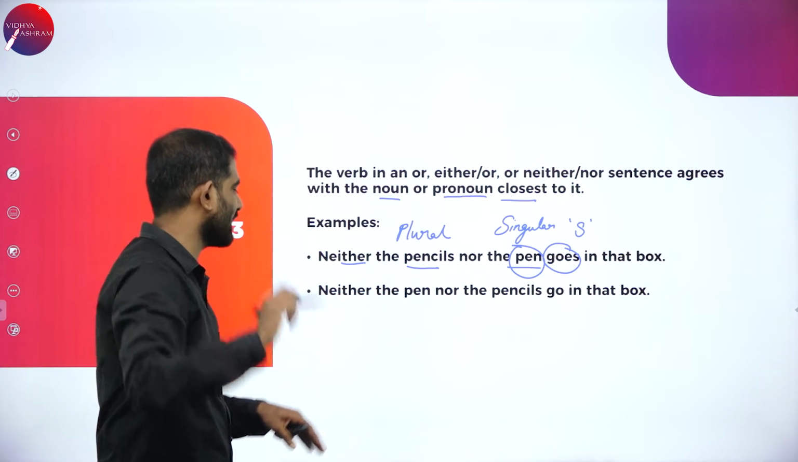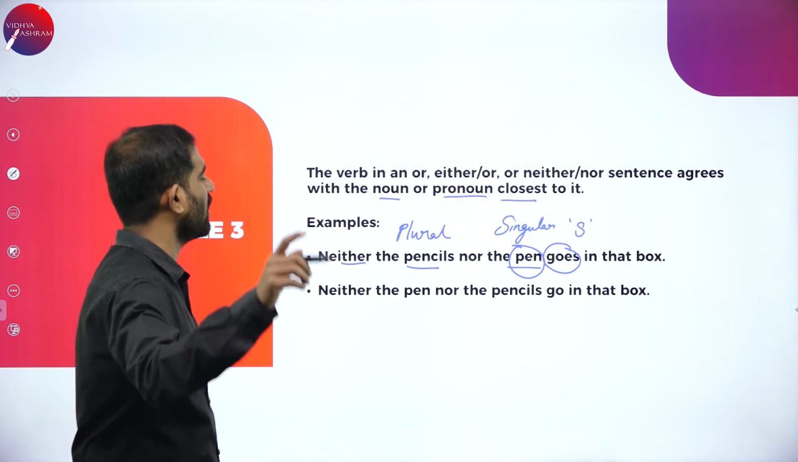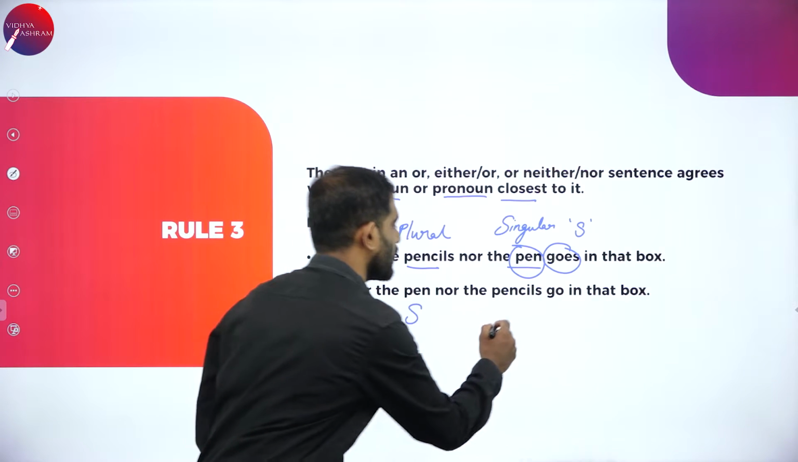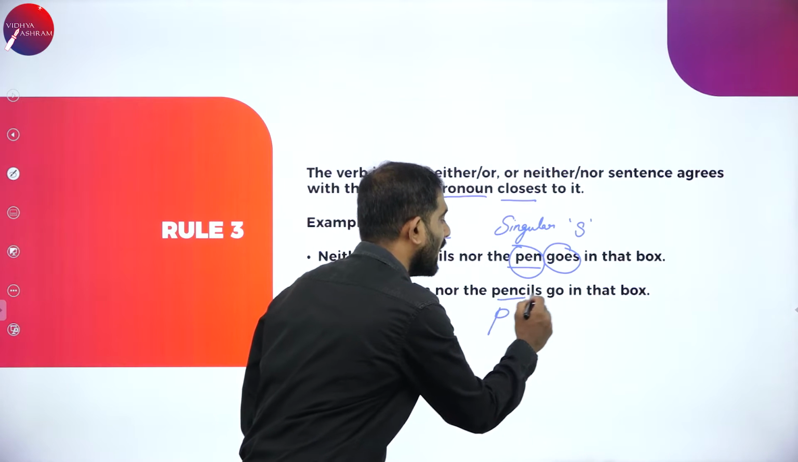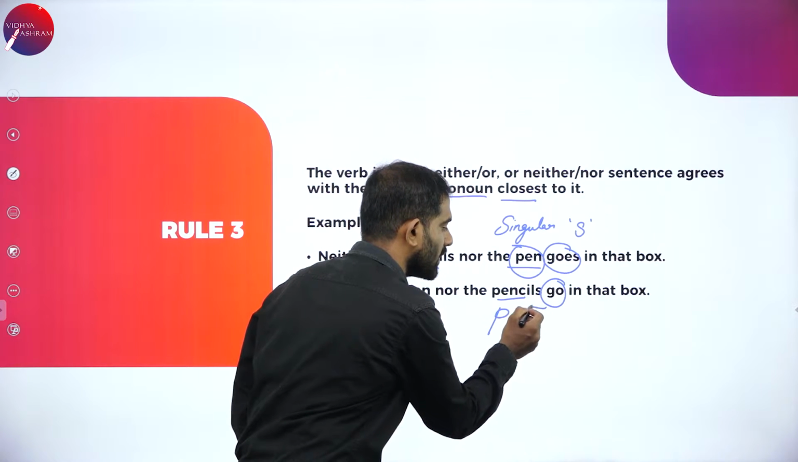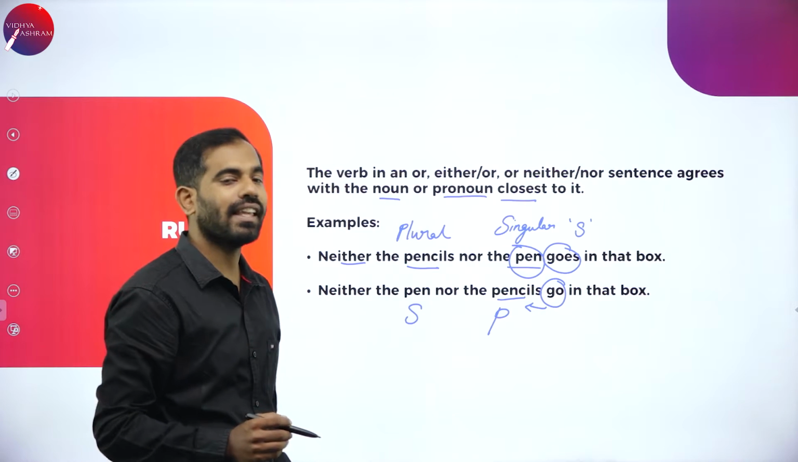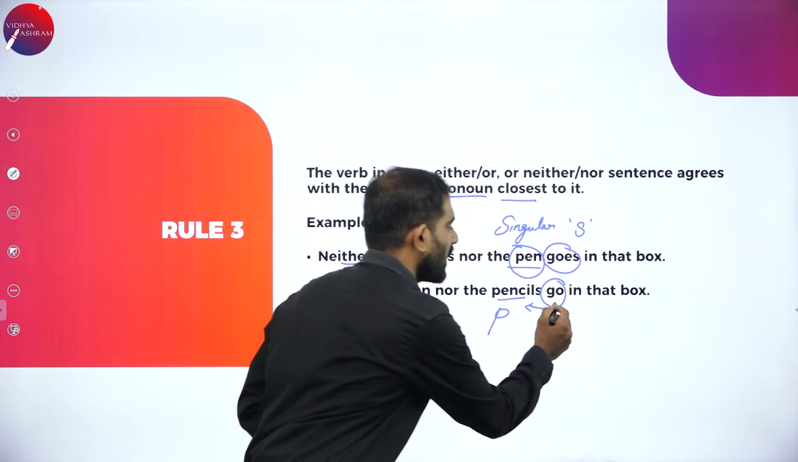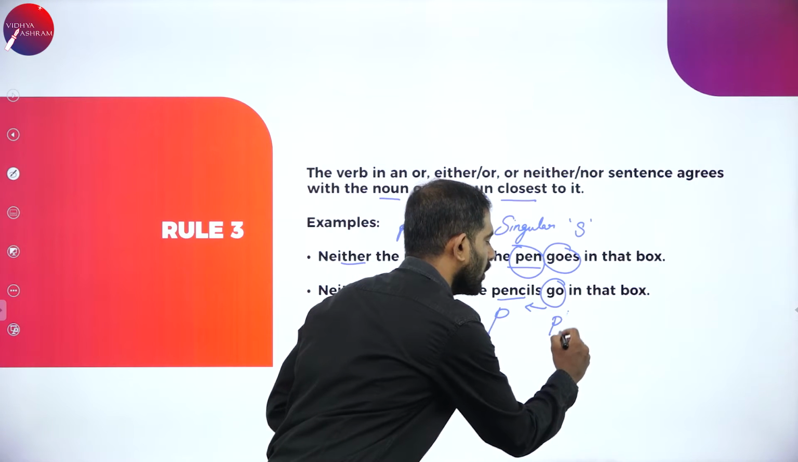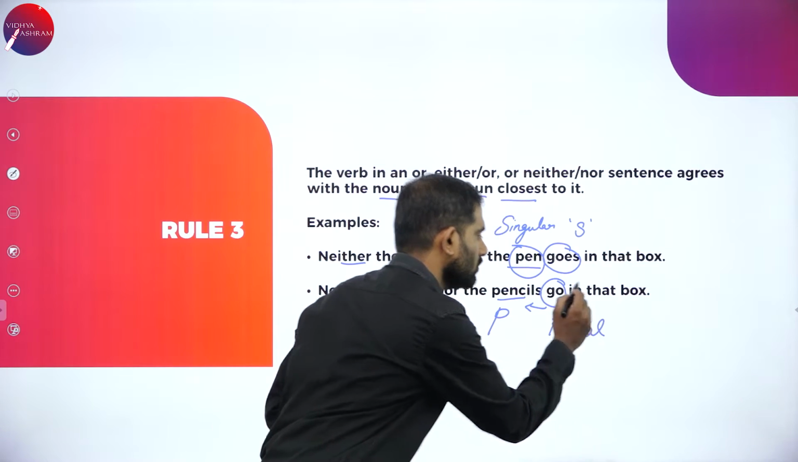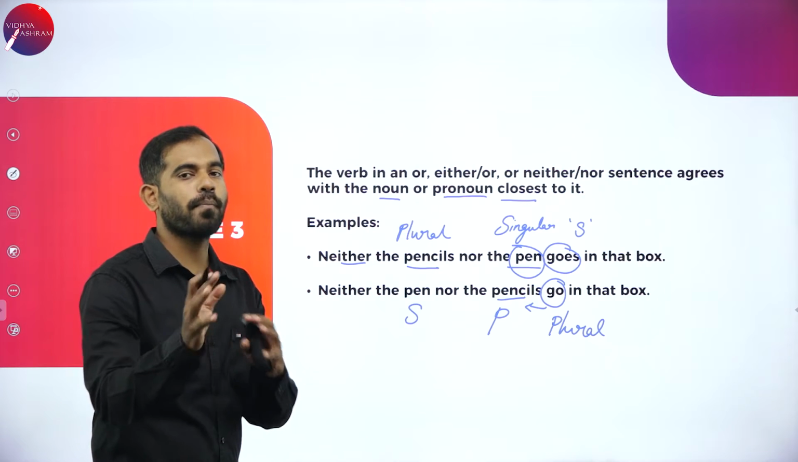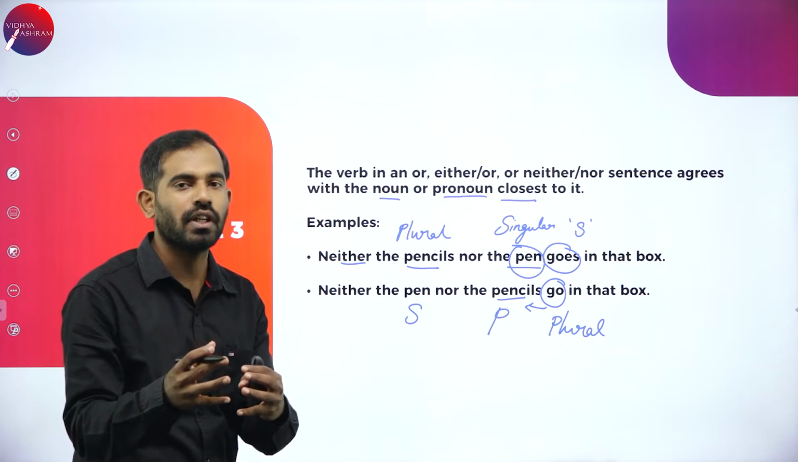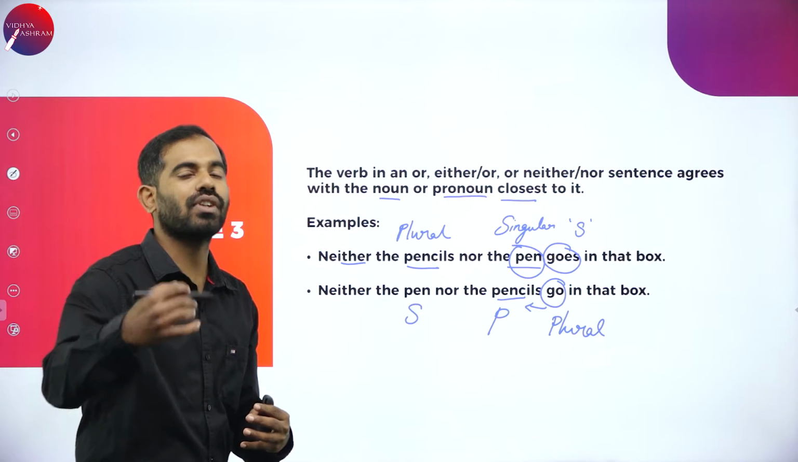For example, second example: neither the pen, which is singular, nor the pencils, which is plural. The verb will agree with the closest noun or pronoun, or the subject in simple terms. So we are using a plural verb. Try to remember this. It's a bit tricky, it's a bit difficult to follow all the 10 rules, but take up more examples and try to solve them.